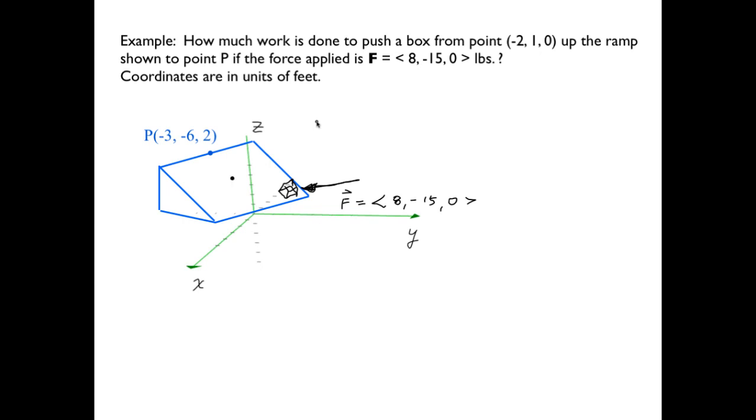So imagine you have a frictionless plane, and if you push on that, it'll just slide up, right? And so by keeping this constant force on the box, it's going to slide up to that point. So I want you to find the work to move it from (-2, 1, 0) to (-3, -6, 2). I'll just give you a hint. There's a really, really hard way to do it, and there's a really, really easy way to do it. Which are you going to pick?